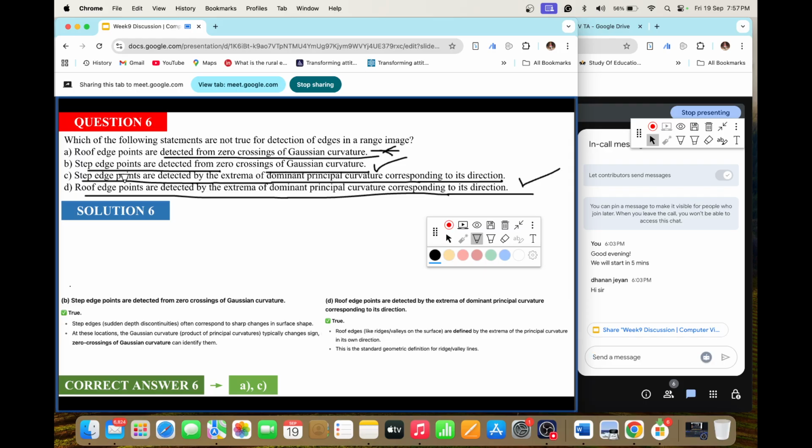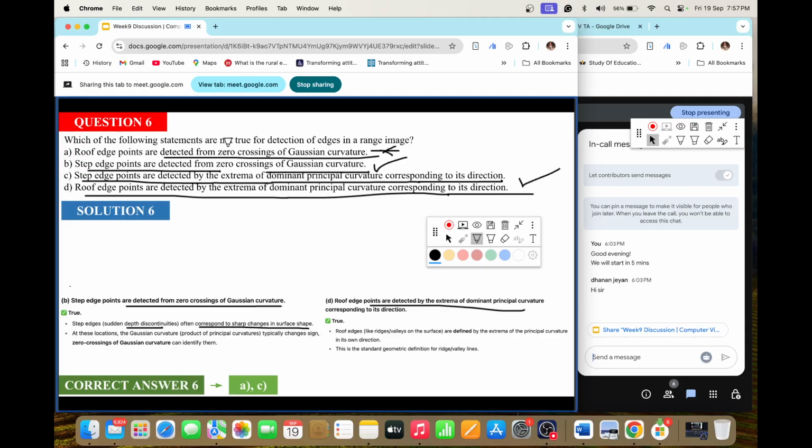So that is the definition. Step edge points are detected from zero crossing of the Gaussian curvature. Step edges are sudden depth discontinuities, which often correspond to sharp changes in surface shape. So at this location, the Gaussian curvature typically changes sign, and zero crossing of the Gaussian curvature identifies them. And roof edge points are detected by extrema of dominant principal curvature corresponding to its direction. So option B as well as option D is your correct answer.